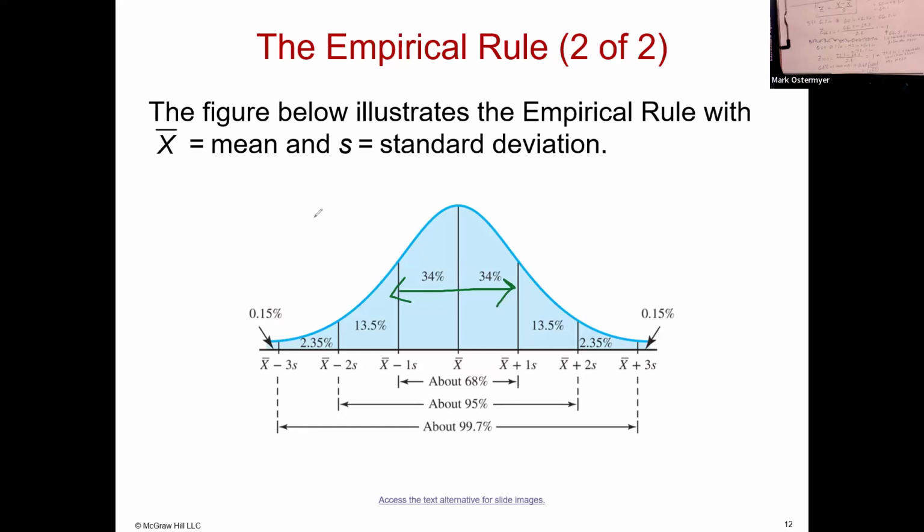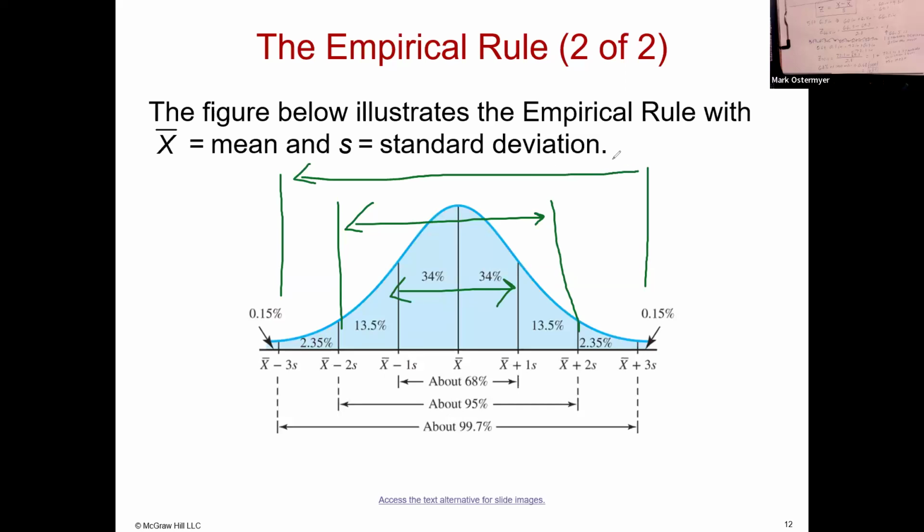68%. By the time you wander 2 standard deviations either side of your mean, 95% of your data lies in this interval. By the time you stray 3 standard deviations either side of your mean, about 99.7% of your observations will lie in that larger interval. And that's the empirical rule. That's what it guarantees.